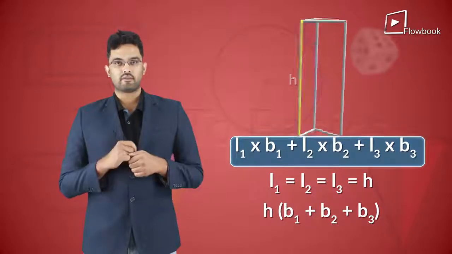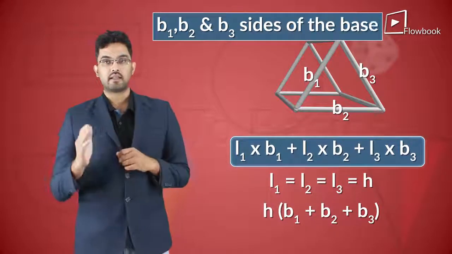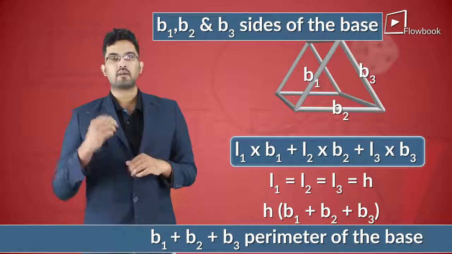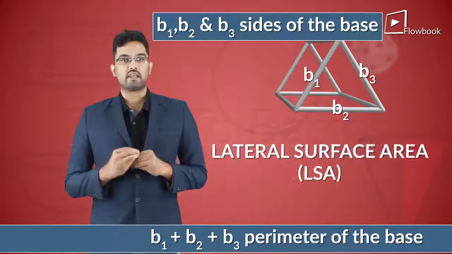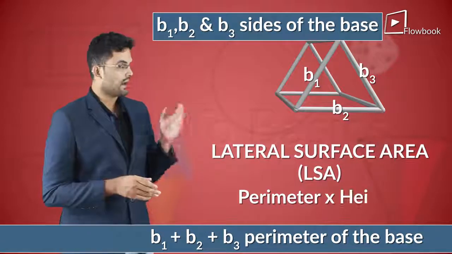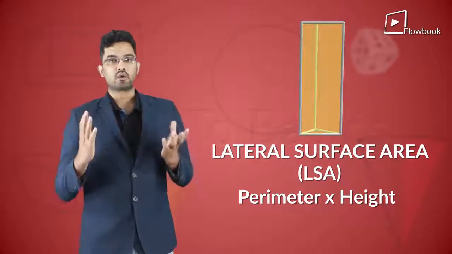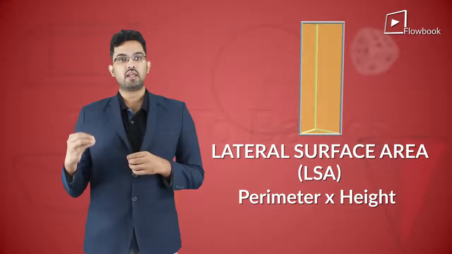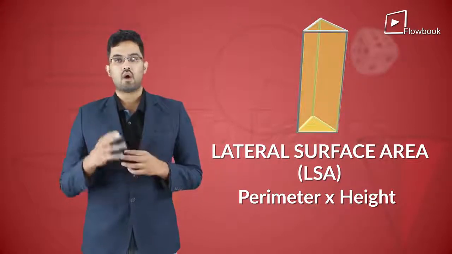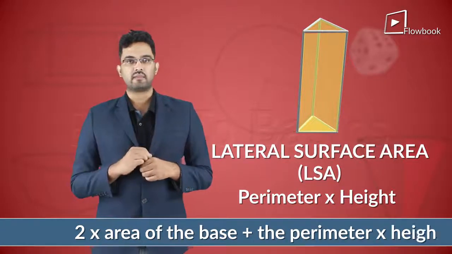Again, if you observe, B1, B2 and B3 are nothing but the sides of the base, and thus B1 plus B2 plus B3 is the perimeter of the base. Therefore, lateral surface area can also be written as the perimeter of the base into the height of the prism. Now, if LSA is this, then the total surface area will simply be equal to adding the area of the upper and lower bases to the LSA, or 2 into area of the base plus the perimeter into height.